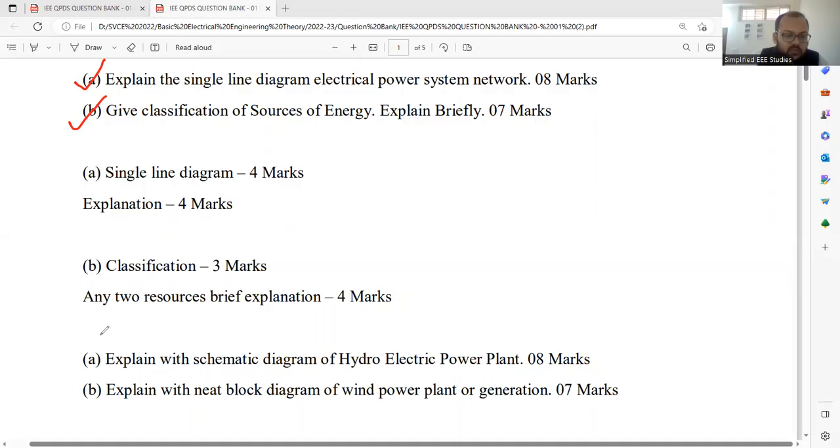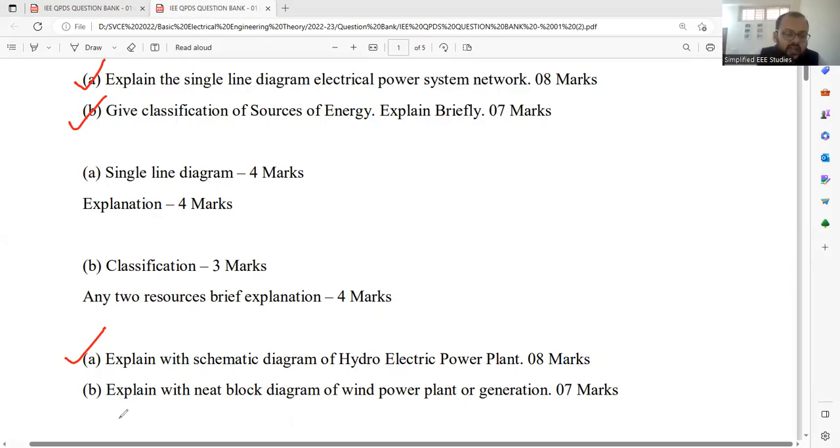Another one is, explain the schematic diagram of hydroelectric power station. The diagram carries a weightage of 50%, though it depends on the evaluator. Anyway, the diagram has a very important role. You have to explain how electricity is generated from a hydroelectric power station, and how the potential energy of water is converted into electrical energy. You have to mention the dam, penstock, then turbine, generator, etc. If possible, give a brief explanation.